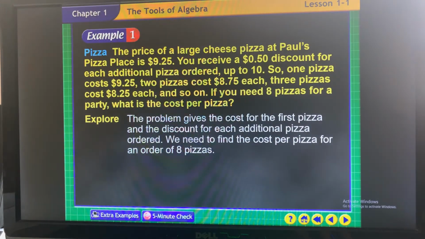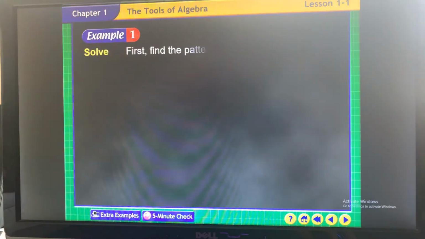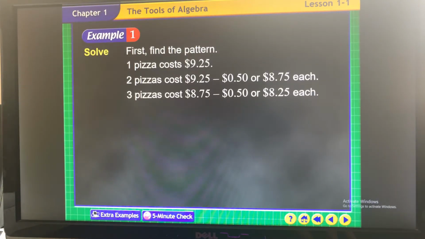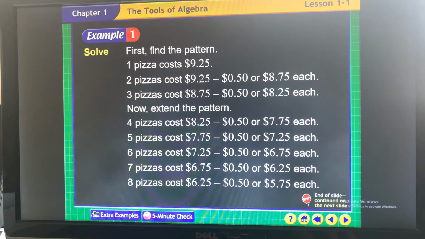So the problem gives you, basically you're exploring it. So when you read that problem, you can see that it gives you the cost for the first pizza and the discount for each additional pizza after that. So now you need to make a plan. There's several ways to solve a problem. The beauty of math is that there's more than one way to solve a problem. Most of you probably chose this pattern, just showing the pattern extended all the way down to 8 pizzas. That's one way to do it. That's kind of how I would have expected you to do it for elementary.